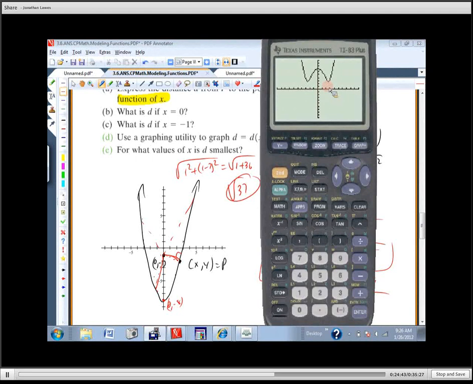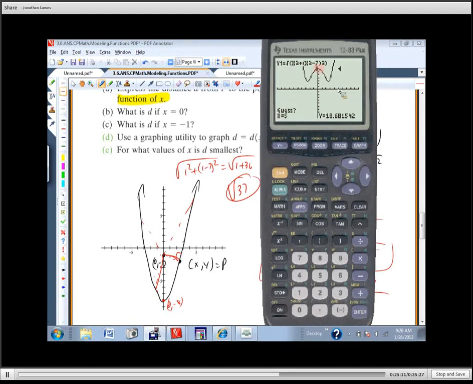It says, for what values of x is d the smallest? How do we find that again? Find the minimum. So you hit second, calculate. We'll go minimum. Left bound, we're good with that. Again, if you don't want to use the cursor arrows and do that, which is a pain in the butt, let's count 1, 2, 3, 4, or 5. That definitely would be on the other side. So I'm just going to type in 5 and hit enter.